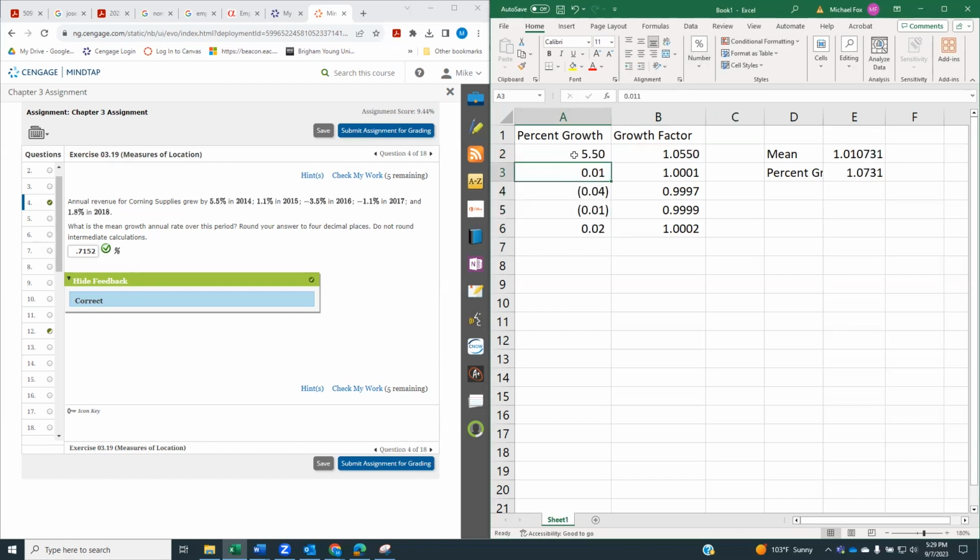5.5, 1.1, negative 3.5. I feel like it's penalizing me and you for using proper units. Anyway, so that's how you have to do it. You're going to do the percent growth in whole numbers, calculate the growth factor, take the geometric mean of the growth factor, and then convert that back into percent.